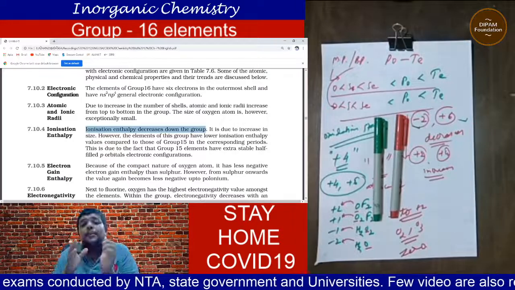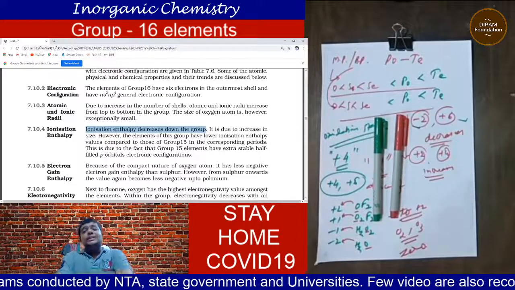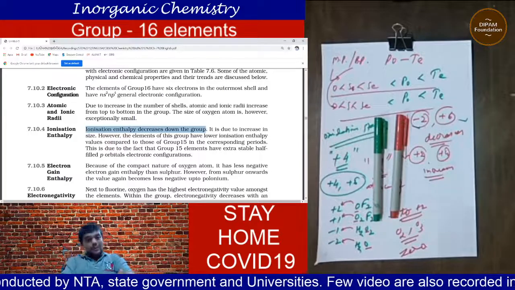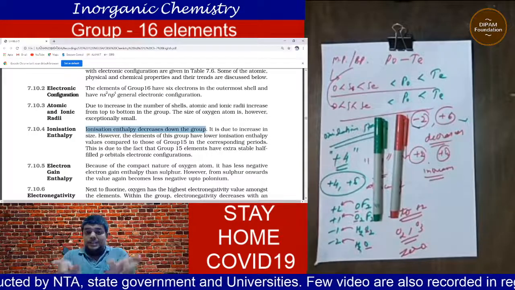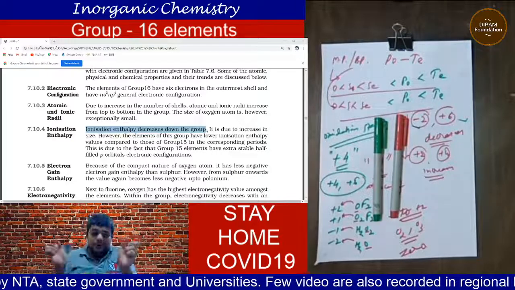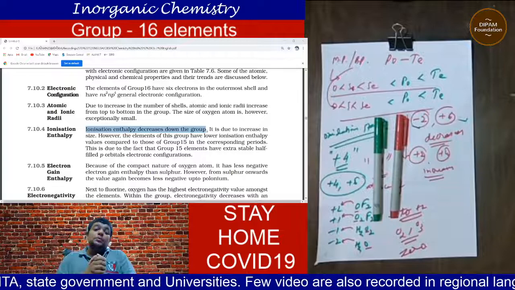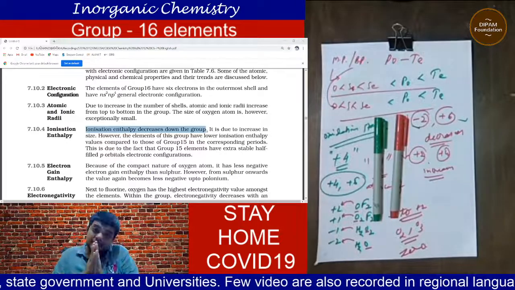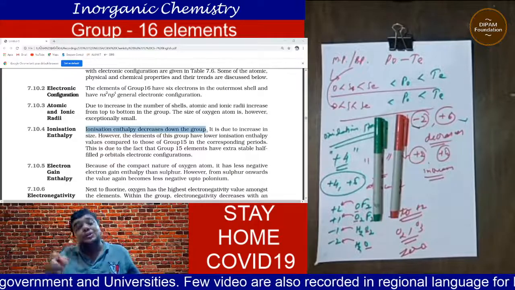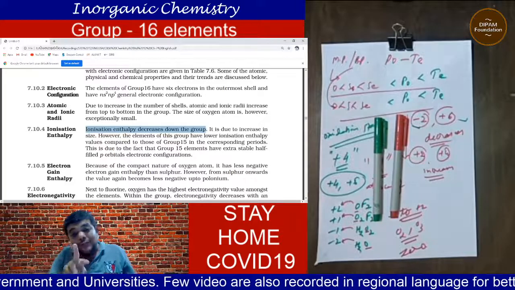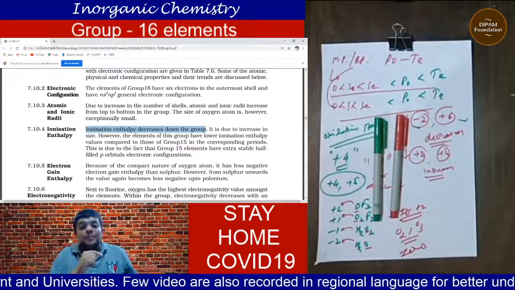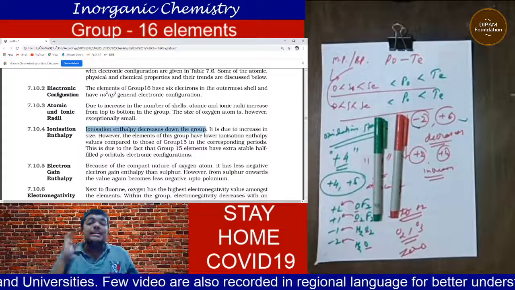But now there is an important point. However, the elements of this group have lower ionization values than those of the 15th group. Now see, group 15 and group 16 are two different things. Generally, going from left to right, ionization enthalpy should increase because the size decreases, and therefore the elements of 15 should have a low value and those of 16 should have a high value. But over here it is different. Look properly. The 15th group has a higher value and the 16th group has a lower value.